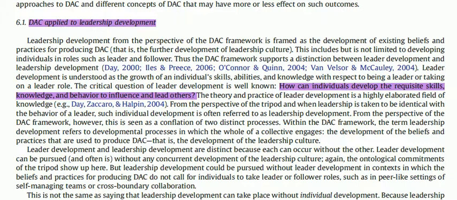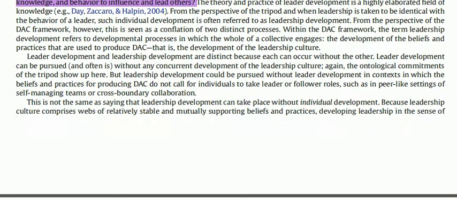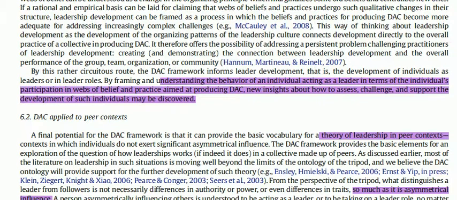This is saying DAC applied to leadership development. So how can individuals develop the requisite skills, knowledge and behaviour to influence and lead others? So you need to be careful in a peer review setting that people are confident enough to lead, that you're not making the assumption that they even know how to lead and have the confidence to put forward their views. So, understanding behaviour of an individual acting as a leader in terms of the individual's participation in webs of belief and practice. So I could think about people at individual level and whether they're participating in the belief that if we work together as faculty, we'll all come out of it better.